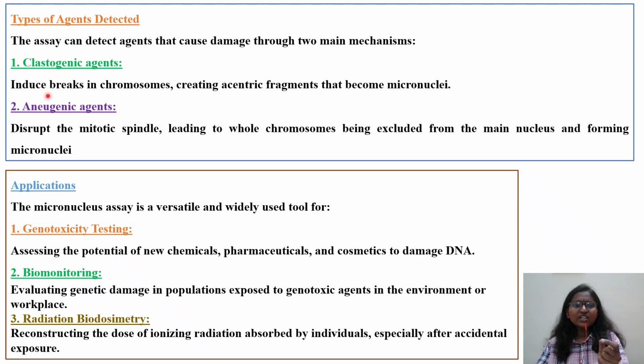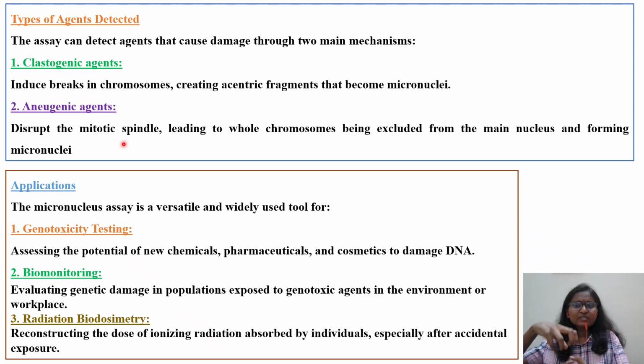Clastogenic agents induce breaks in chromosomes. There is a break in the chromosome, creating acentric fragments that become micronuclei. Then aneugenic agents disrupt the mitotic spindle. If you look at a cell, in the middle layer you will have the spindle fibers that will be pulling the chromosomes to the poles, apart in opposite directions.